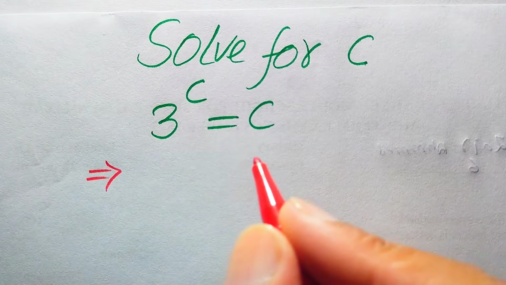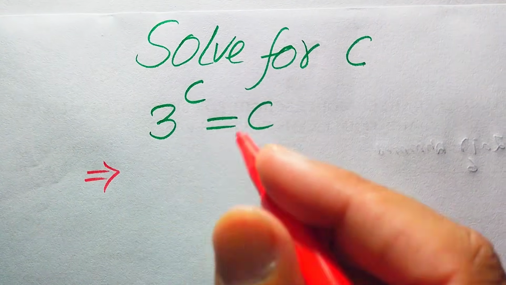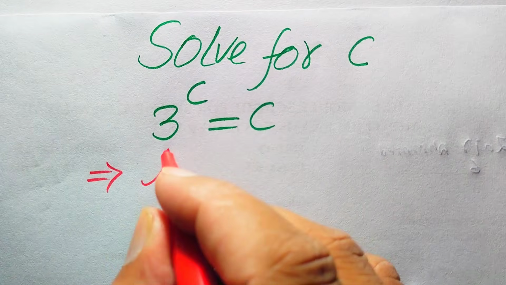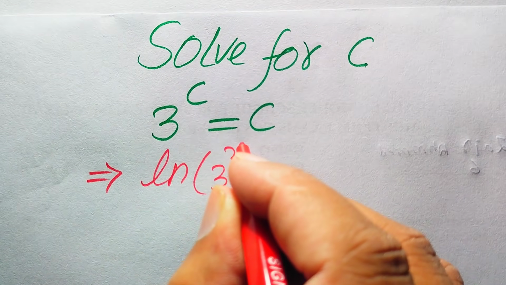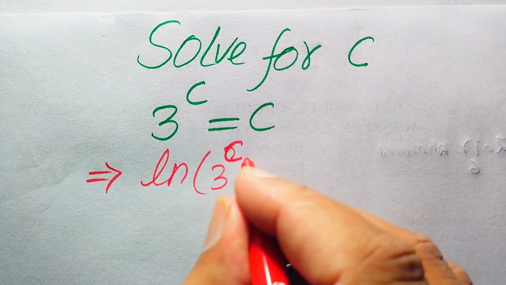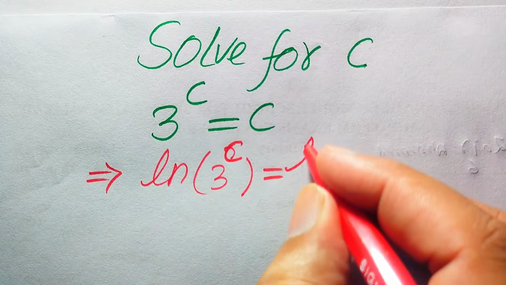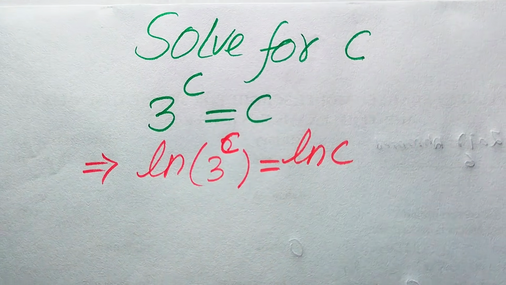Okay, so the very first thing we are going to do is take the natural log on both sides, and this will be written as log of 3 to the power of c equals log of c.